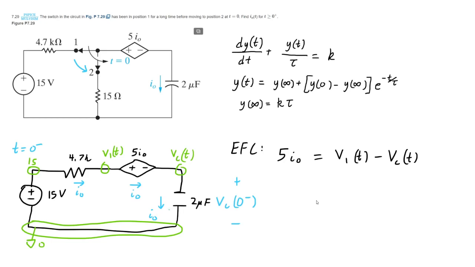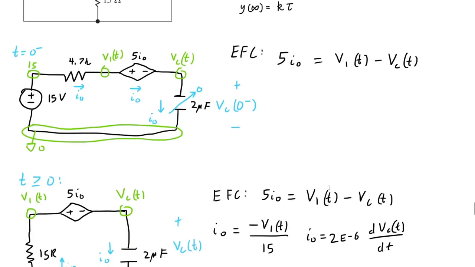That means that the current through the capacitor at time equals 0 minus, which is the time just before the switch is thrown, is 0. Since there's only one path through the current, all the other currents have to be 0, which means this dependent voltage source is going to go to 0. The voltage drop across the resistor is going to become 0. And that means that VC(0 minus) is 15 volts.